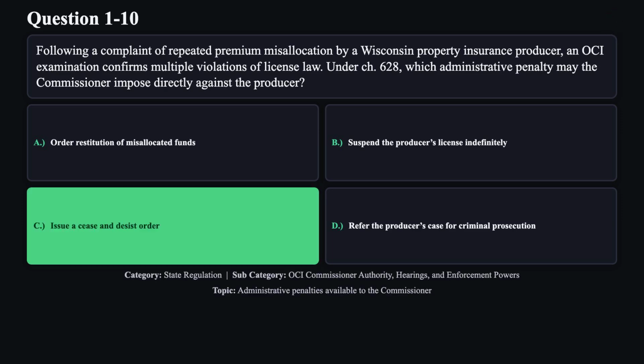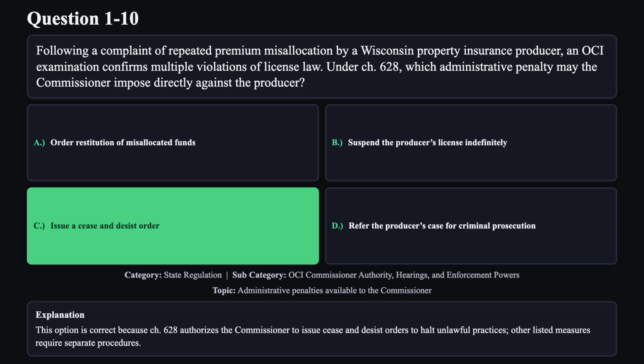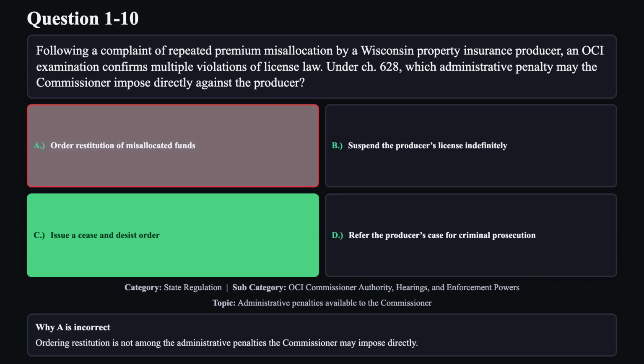The correct answer is C. This option is correct because EH 628 authorizes the Commissioner to issue cease and desist orders to halt unlawful practices. Other listed measures require separate procedures. Reason A is not correct. Ordering restitution is not among the administrative penalties the Commissioner may impose directly.